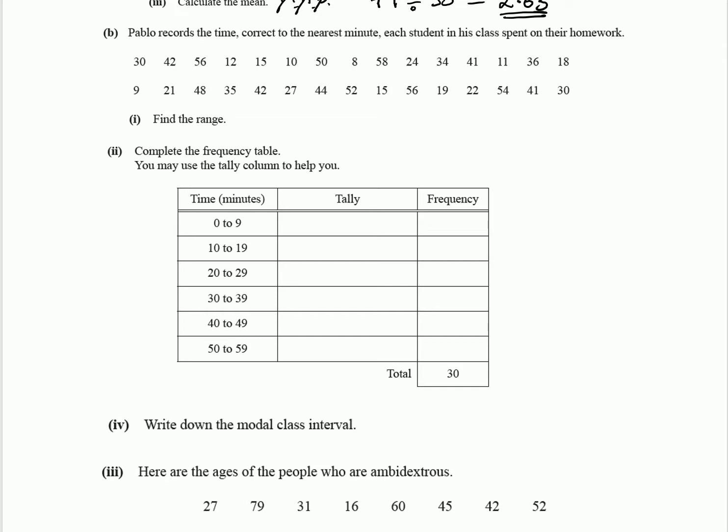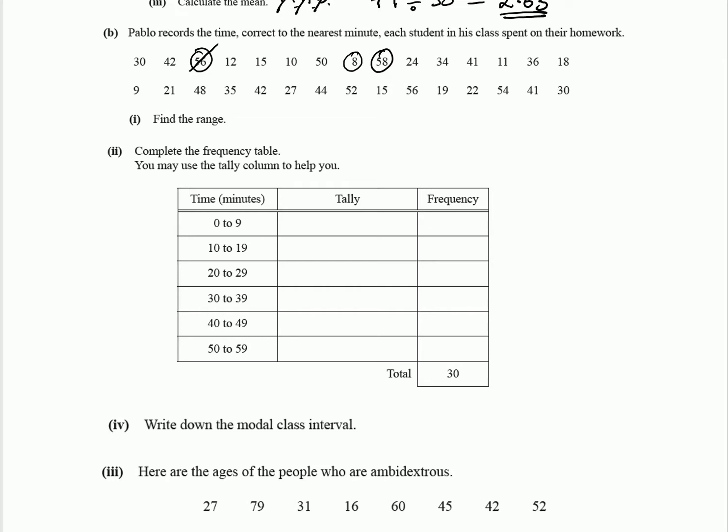Pablo records the time correct to the nearest minute each student in his class spent on their homework, and here's a list of results. I want to find the range of these results. Range is the largest result minus the smallest result. So I can see over here an 8 in this frequency table, and I think that's the smallest result. If you look around, you won't see a number smaller than 8. The largest number in this frequency table, well, I can see a 56 over here. Oh, no, there's a 58, that's better.